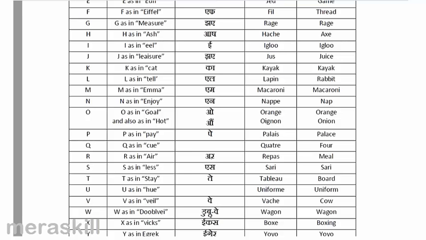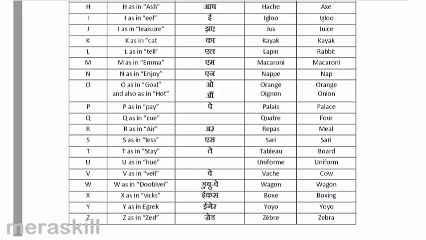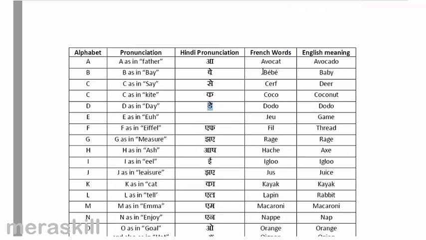Now we'll do a small recap of the words. So we have avocat, bébé, cerf, coco, dodo. Hear the sound, it's not dodo, it's dodo, flat. So there's no puff, there's no rolling of the tongue. Dodo. Je, file, rage. Hear the R, rage.